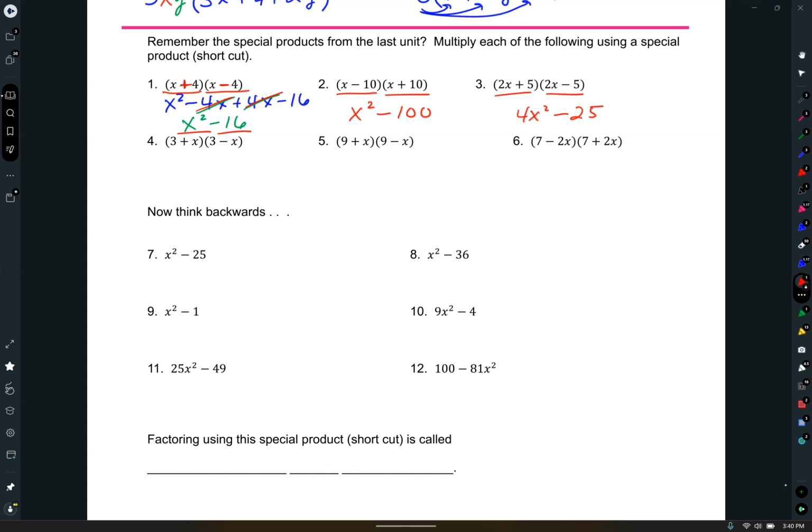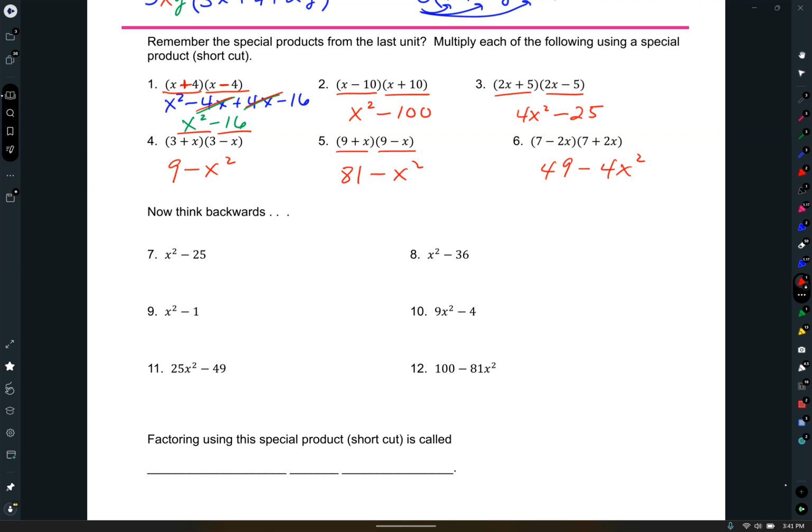And on problems like 4, 5, and 6, it doesn't matter that the number is first and the variable is second. Don't rearrange it. So same pattern. First is 9. The last is minus x squared. Remember, we can do this because we notice the pattern of the exact same thing, just one plus and one minus. So this would be 81 minus x squared. And then number 6 would be 49 minus 4x squared.